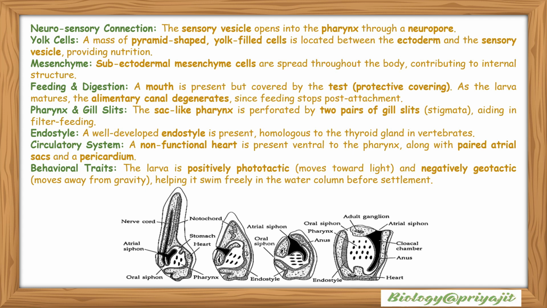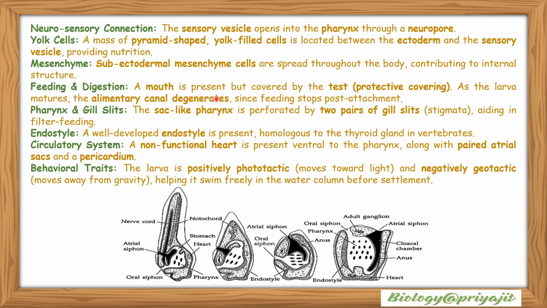Neurosensory connection. The sensory vesicle opens into the pharynx through a neuropore. Yolk cells, a mass of pyramid-shaped yolk-filled cells, is located between the ectoderm and the sensory vesicle, providing nutrition. Mesenchyme: subectodermal mesenchyme cells are spread throughout the body, contributing to internal structure.